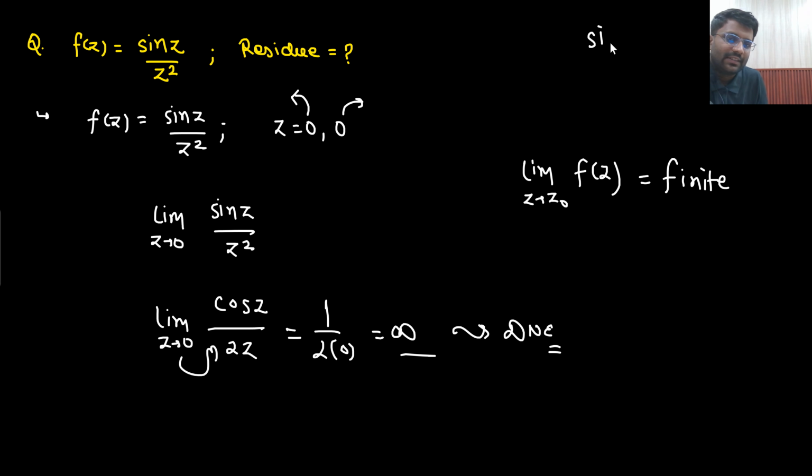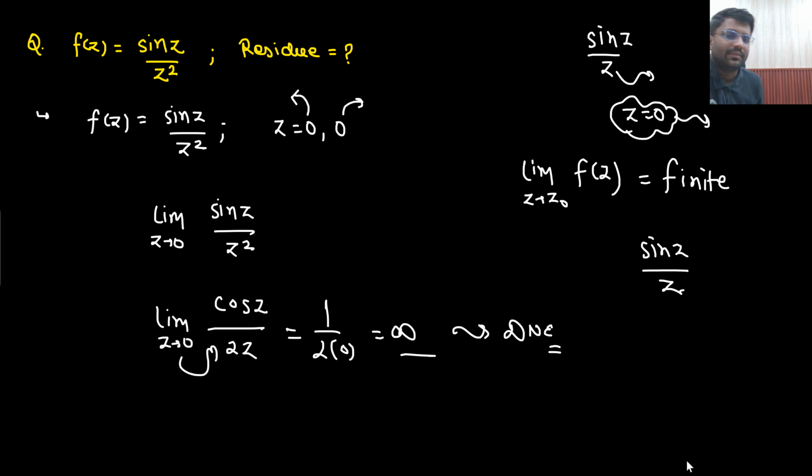Like if it was sin z by z, then you would say that, sir, if I put my denominator equals to 0, then z equals 0 will create the problem. Now you would say, sir, it is removable. Why is it removable? Because sin z divided by z, if I put limit z tending to 0, what answer will I get? Sin 0 by 0 would come out to be 1, because this limit we already know is 1.